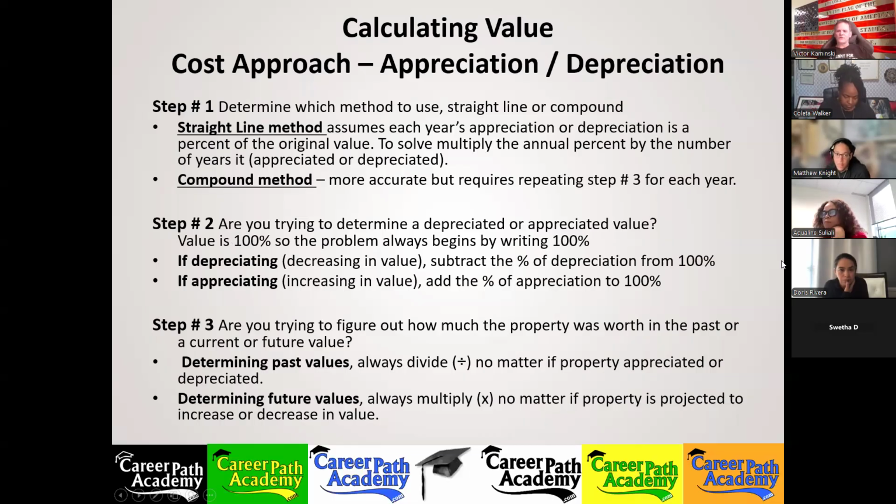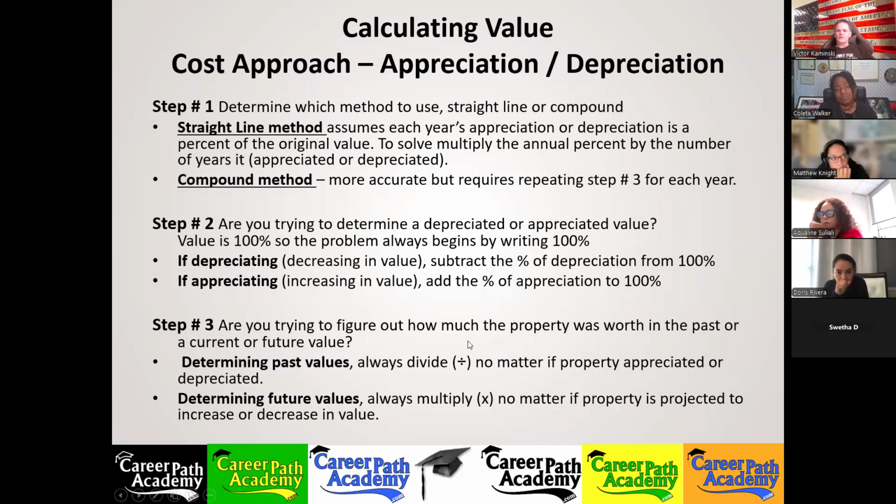Well, first off, anytime you're calculating value, you got to write down 100% and start with 100%. And depreciation is a loss of value, so you're going to put a subtraction symbol next to 100%. If it appreciated, you would put a plus sign. And then the rate of depreciation.